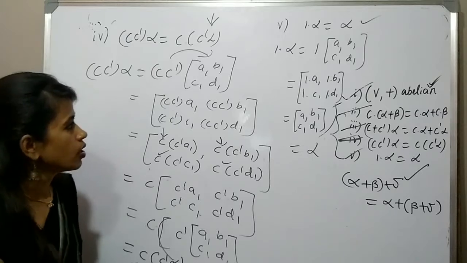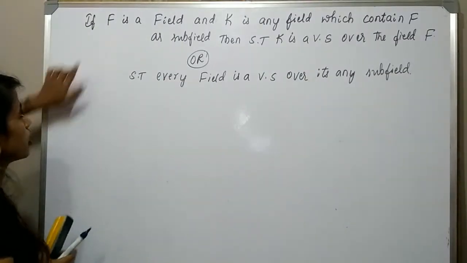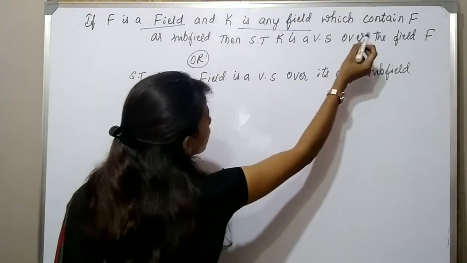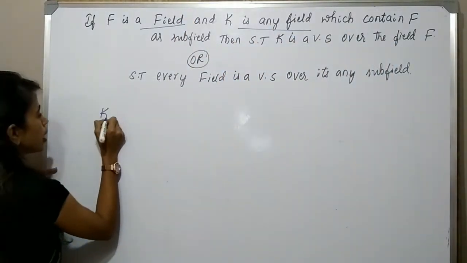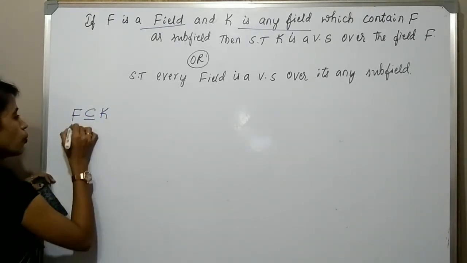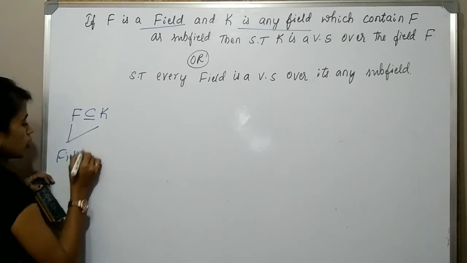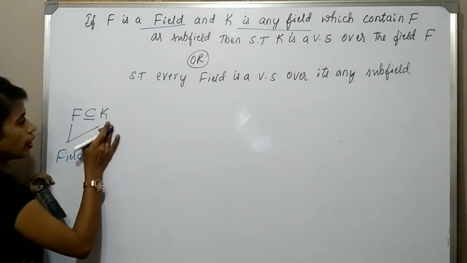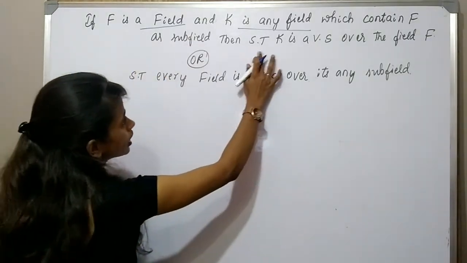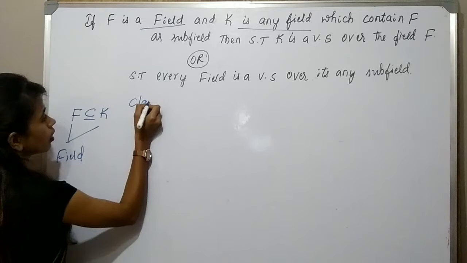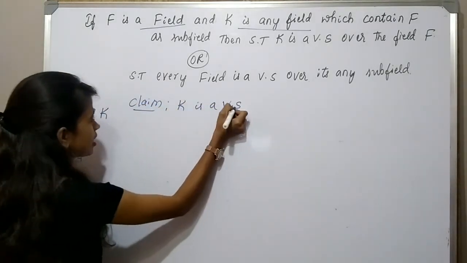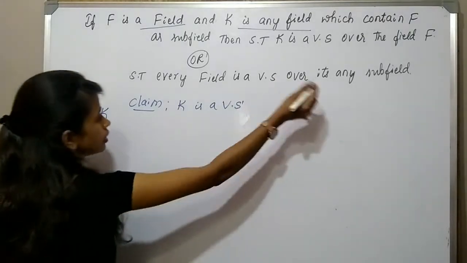Is it clear? So here is the next question. If F is a field, and K is any field which contains F, so both are fields. So here F is a subfield of K, that is, a subset. Then show that K is a vector space. We have to show the claim that K is a VS, that is, vector space over the field F.